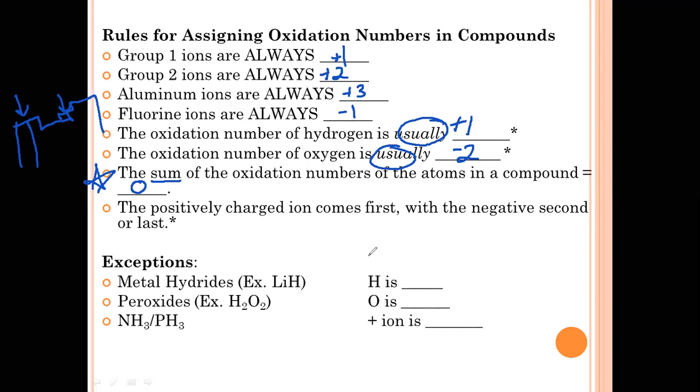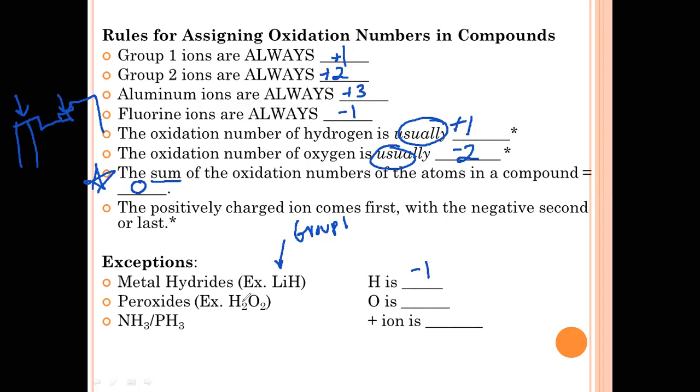There are a couple of exceptions to those rules. So let's talk about some exceptions you'll see below. A metal hydride is anytime you have hydrogen combined with a metal, so basically when hydrogen is second. Lithium is group 1, and according to these rules up here, group 1 metals, not hydrogen, are always +1. So the positive is the Li, so H has to be -1. That's one of the exceptions where H is not +1.